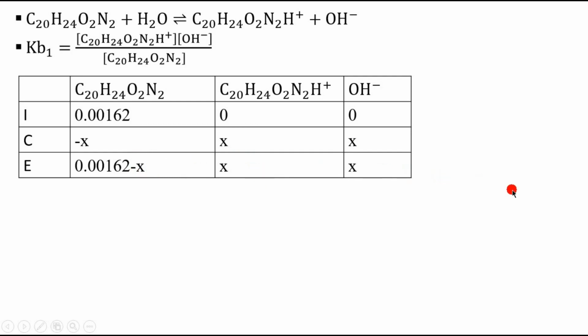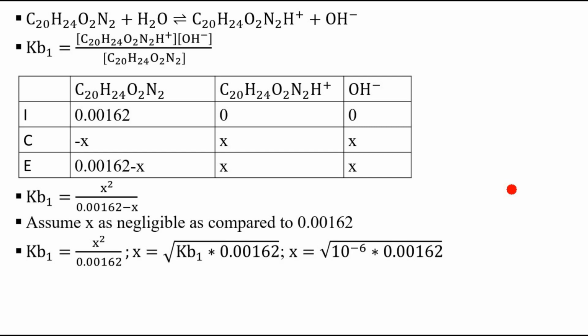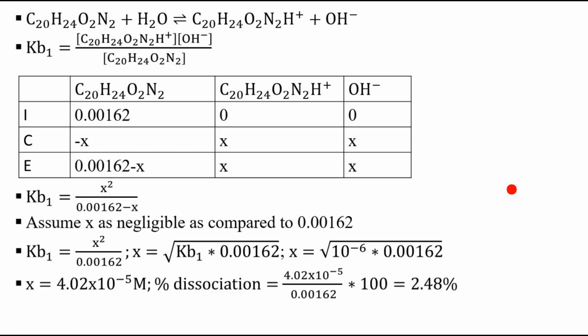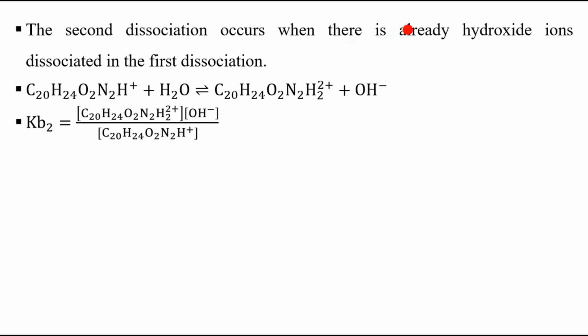Then x will be equal to the hydroxide dissociated from the first dissociation. If you assume x as negligible, then we can have x equal to 4.02 times 10 power negative 5 molar. Then the percent dissociation will be equal to this one. So the assumption is valid because the percent dissociation is less than 5%. Now we have the x from the first dissociation, or the hydroxide from the first dissociation.